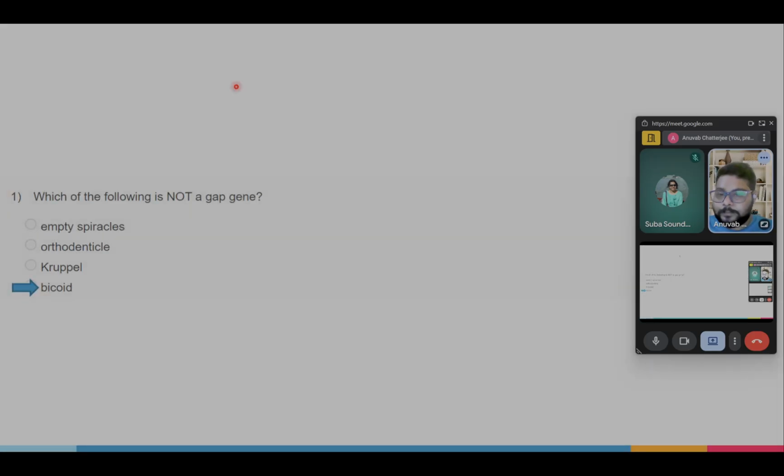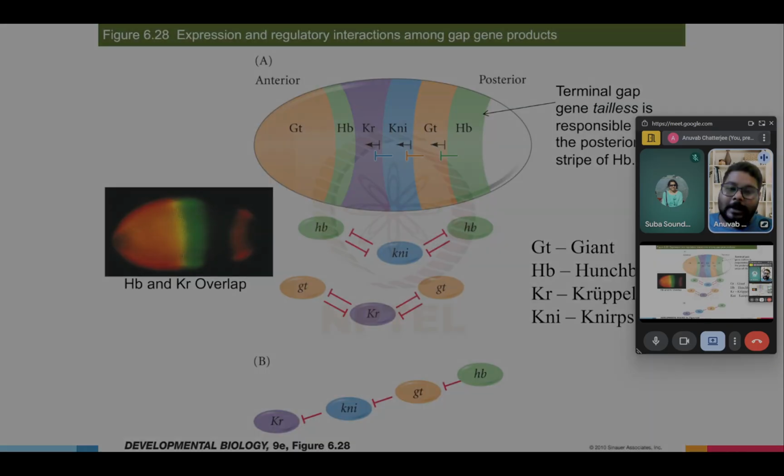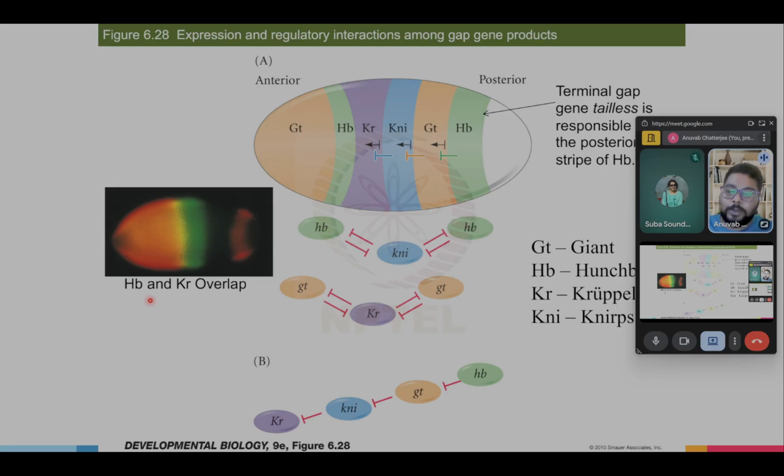But after all that discussion, the question essentially was which of the following is not a gap gene, and bicoid is not a gap gene, which was correctly answered. So from this entire discussion, I just want you to know that bicoid and nanos, due to their gradient, are morphogens, so a higher concentration will lead to expression of one particular gene, a moderate concentration to a second gene, and a lower concentration to a third gene. That is how initially the gap genes started to express.